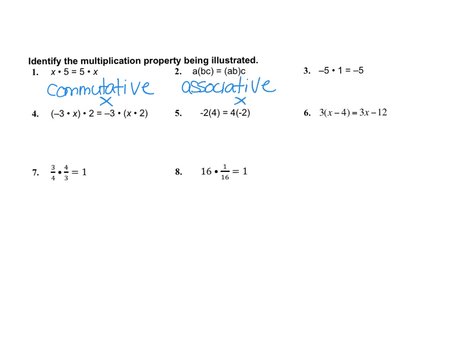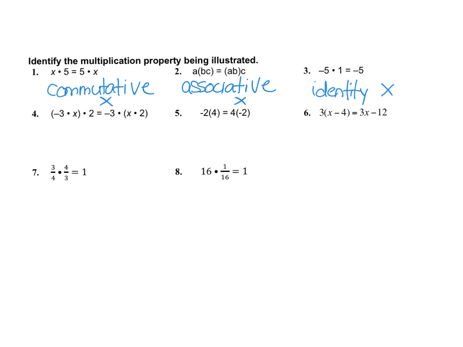All right, for number 3 then, I have negative 5 times 1 is equal to negative 5. So what I've done is I have multiplied by a number, and I'm staying the number of negative 5. Remember, that is then the identity property, and because I have multiplication, this is going to be the identity property of multiplication.